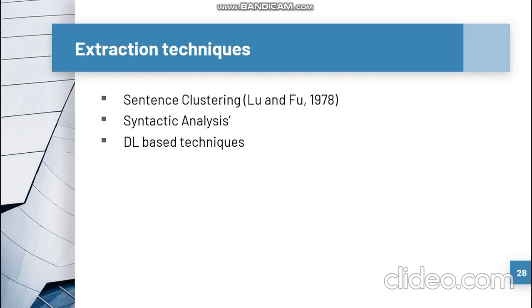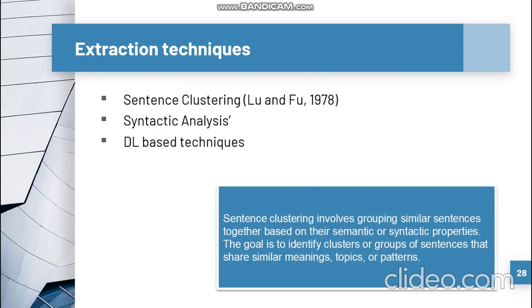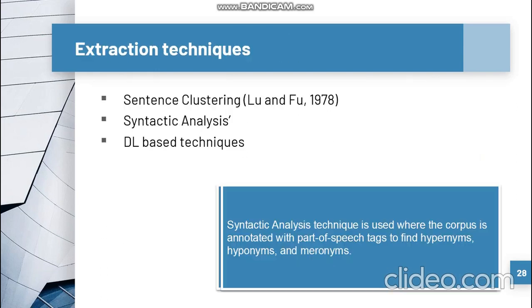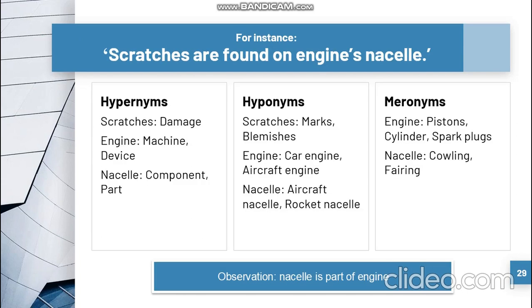Extraction techniques include sentence clustering, syntactic analysis, and DL-based techniques. The syntactic analysis is used where the corpus is annotated with part-of-speech tags to find hypernyms, hyponyms and meronyms. Hypernyms give us a broader view of a word like scratches. It generally belongs to the category damage, but in hyponyms it belongs to the category marks, blemishes, to a lower extent.